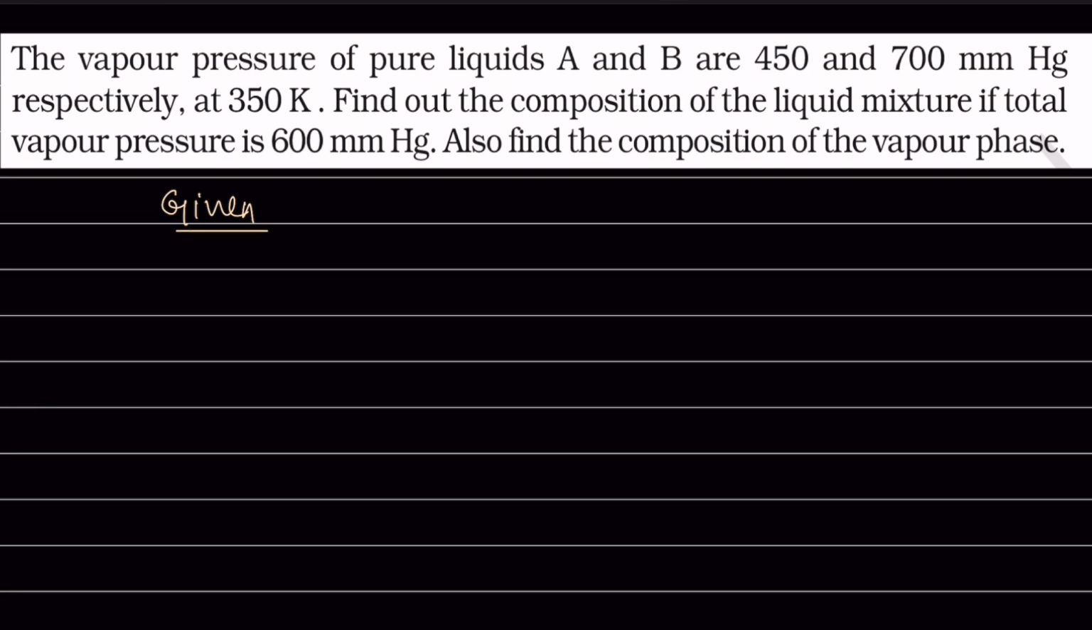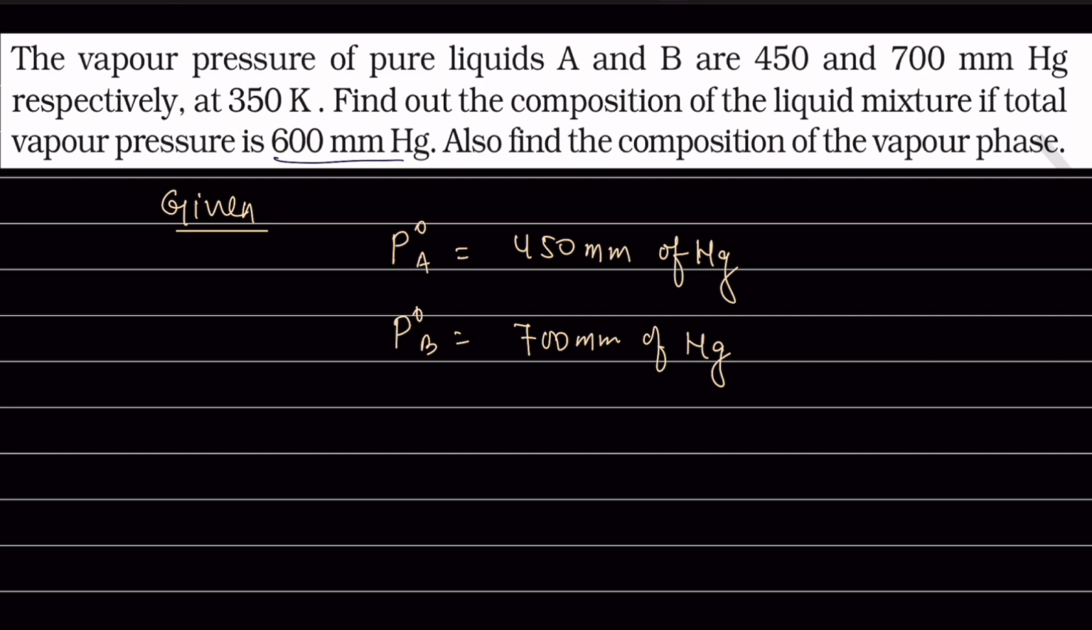Vapor pressure of pure component A, we represent it as P naught A, is equal to 450 mm of Hg. Similarly, P naught B is equal to 700 mm of Hg. Now, in the question, total pressure is also given as 600 mm. Pt is equal to 600 mm of Hg.